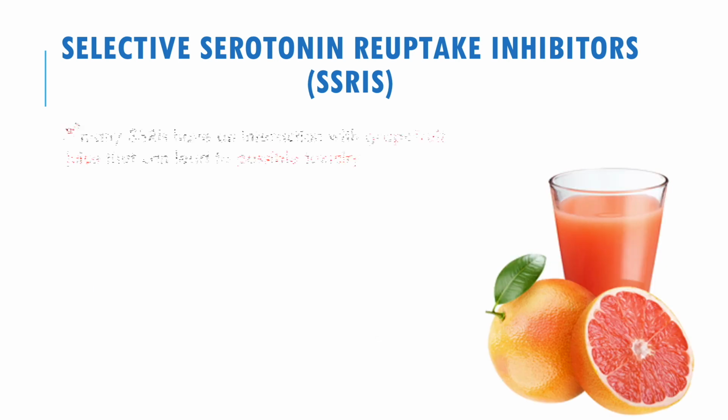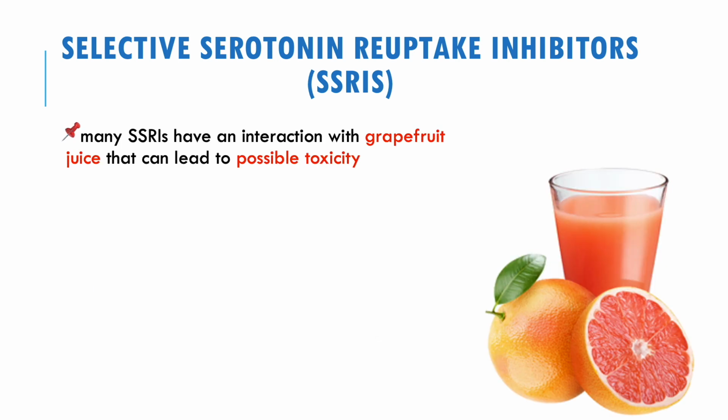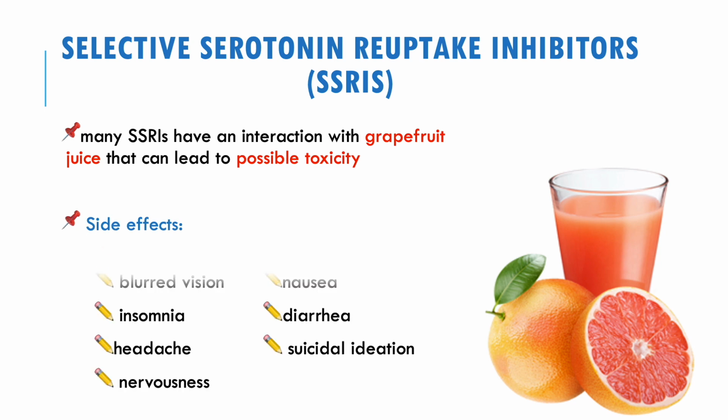Take note that many SSRIs have an interaction with grapefruit juice that can lead to possible toxicity. So what is the nursing implication for this one? You need to educate your patient to avoid grapefruit juice when taking selective serotonin reuptake inhibitors. Side effects of the medication include dry mouth, blurred vision, insomnia, headache, nervousness, anorexia, nausea, diarrhea, and suicidal ideation.